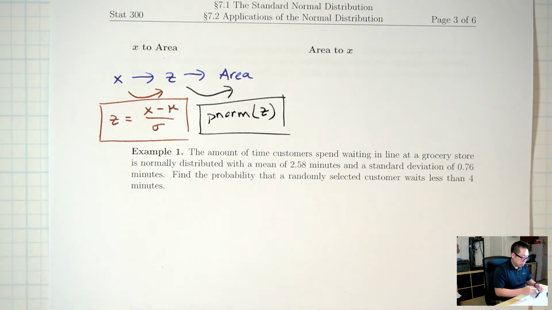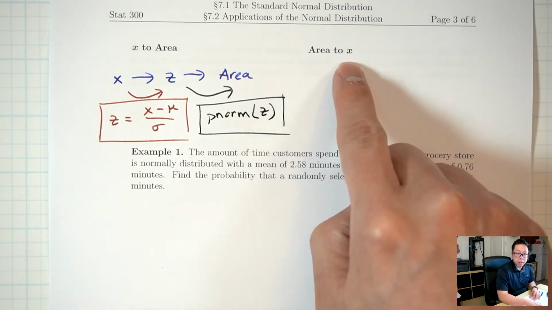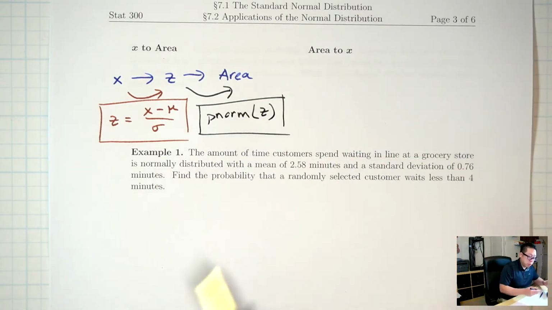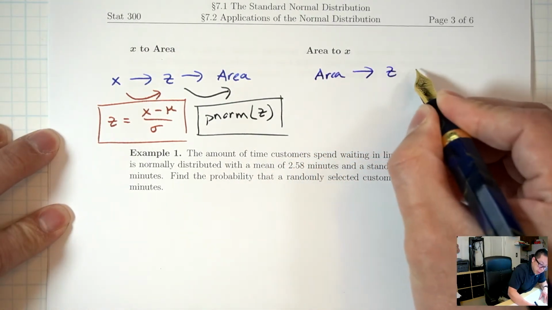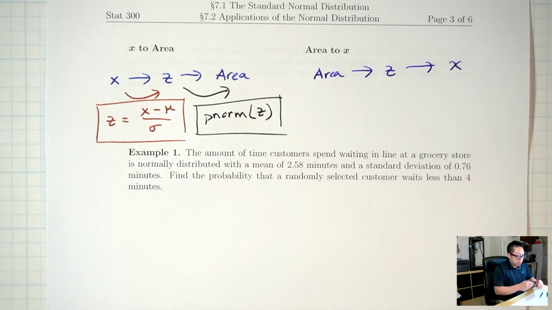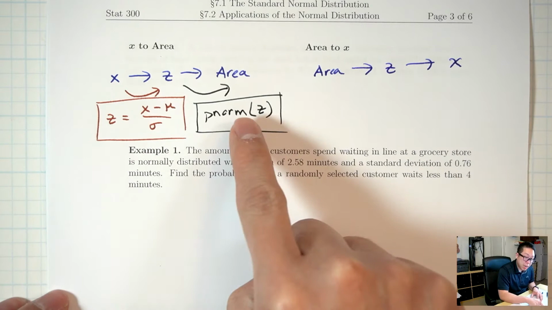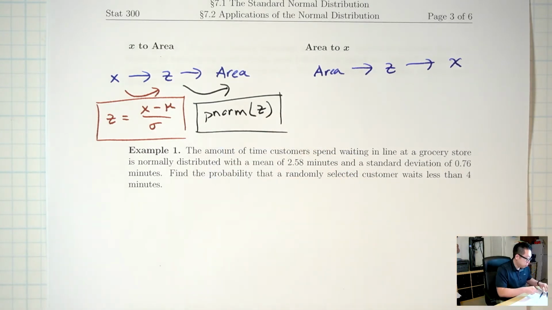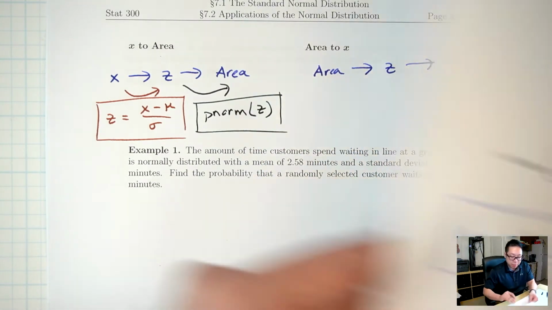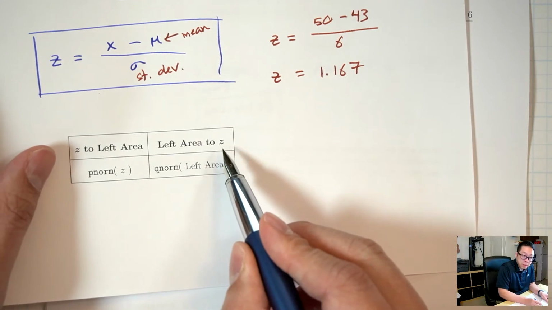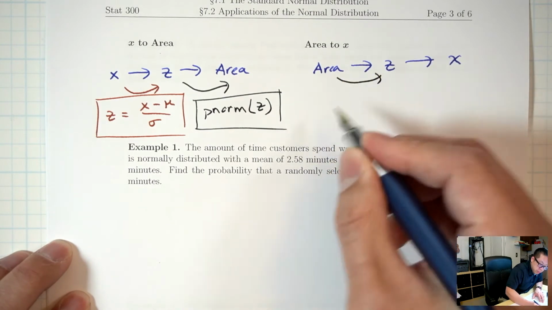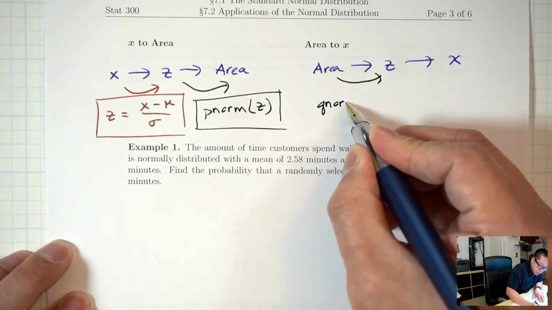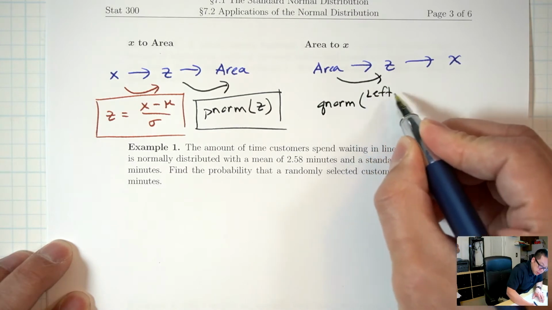The other situation you'll encounter is going in the other direction, from area to x. You're just going to go backwards here. You're going to first go area to z, and then from z to x. For the area to z part, you're going to do the backwards version of pnorm. The inverse version of pnorm is: you're starting with the area and you want a z. You're going to do qnorm. So area to z, you're going to do qnorm, and you feed it the left area.